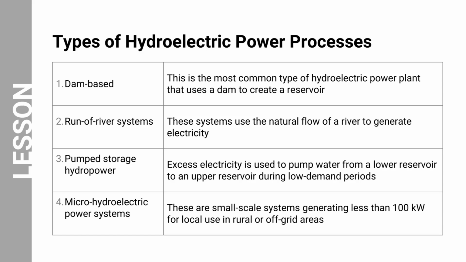3. In the pumped storage hydropower process, excess electricity is used to pump water from a lower reservoir to an upper reservoir during low-demand periods. During high-demand periods, the stored water is released back to the lower reservoir through turbines to generate electricity. This system is used for energy storage and grid balancing. 4. Micro-hydroelectric power systems are small-scale systems, typically generating less than 100 kilowatts, designed for local use in rural or off-grid areas. They often utilize small streams and require minimal infrastructure.